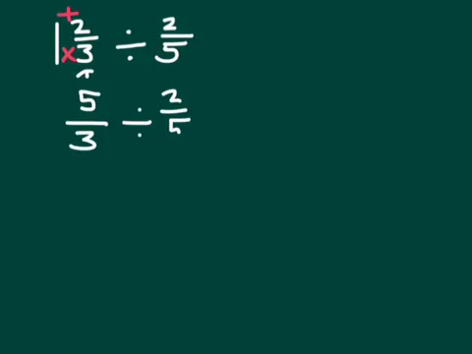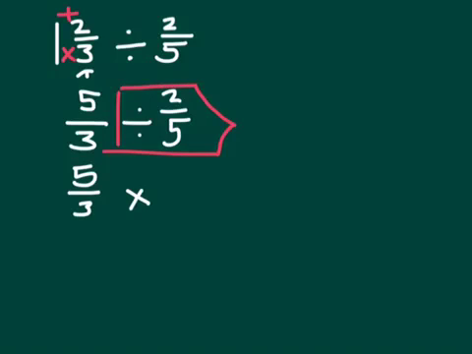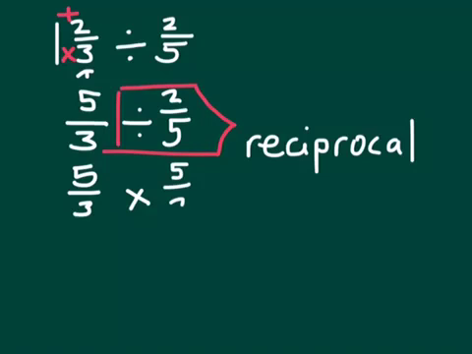2 over 5. However, we can't do division when we're using fractions. We're going to change it to an equivalent multiplication. So when we start off with our 5 thirds, now we're not going to divide it by 2 over 5. We're going to multiply it by what's called the reciprocal. So the reciprocal is when we flip the numerator and the denominator. So instead of 2 over 5, it's going to be 5 over 2.